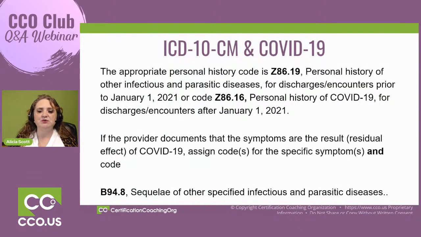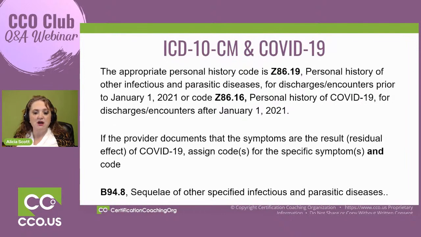So that would be your Z86.16 now, and those residual effects. And then you can use the B94.8, as these are specifically linked sequelas to the COVID. So again, the main point here is if you've got the current U07 code, you're not going to use the Z86.16.